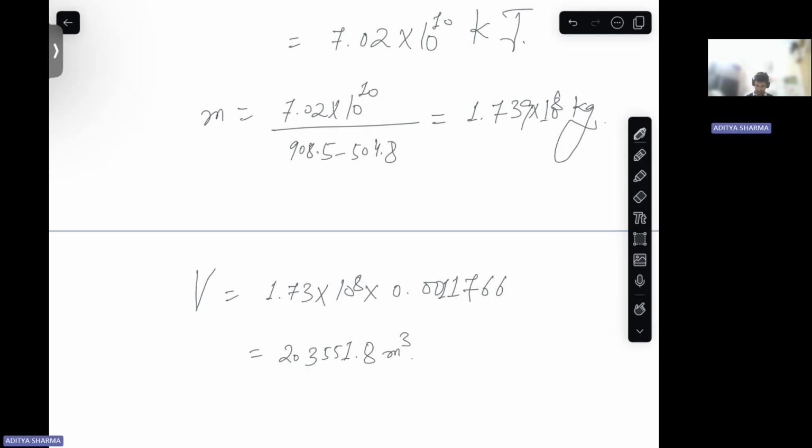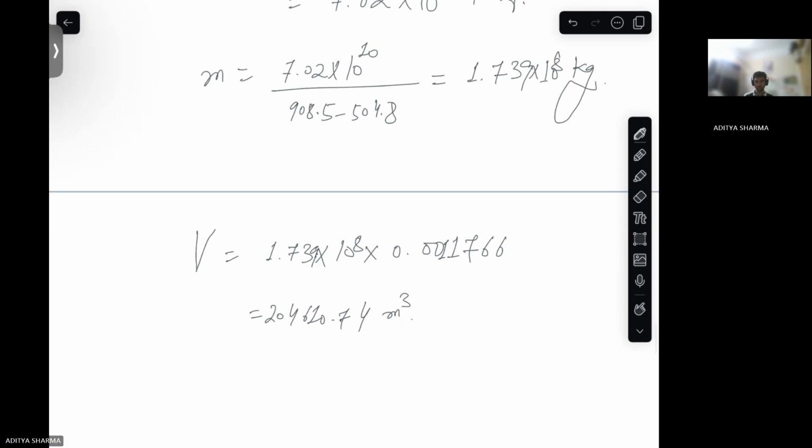Then it will be what? Then it will be 204610.74 meter cube. Okay. So this is your answer to this question. I hope this is clear.